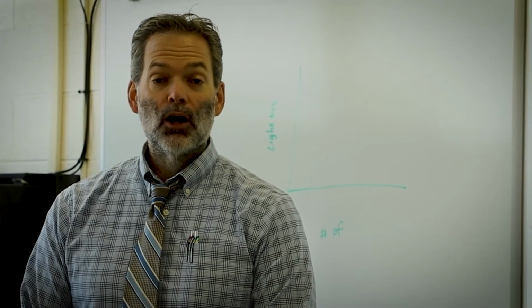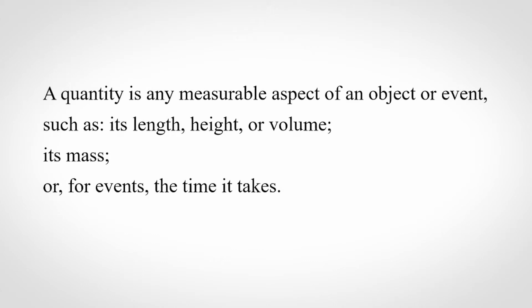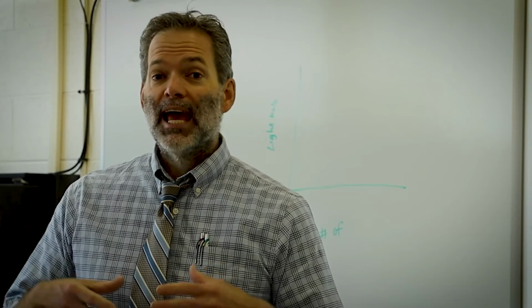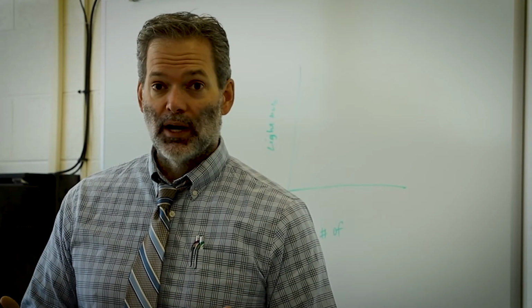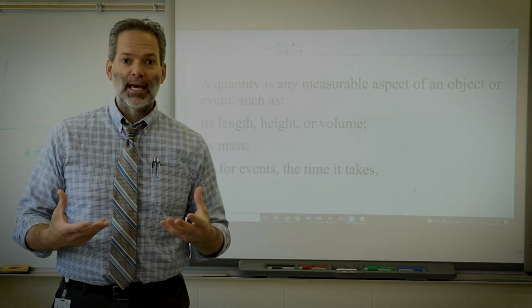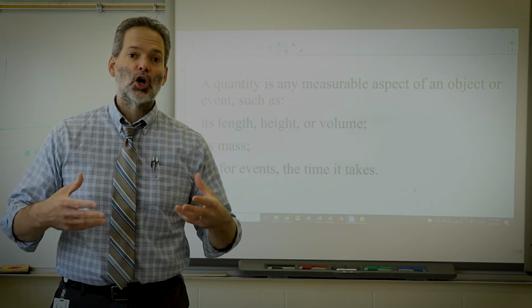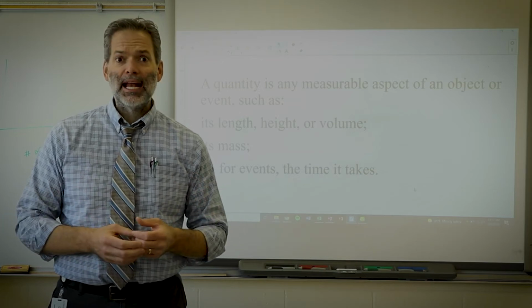To begin with, a quantity is any measurable aspect of an object. It could be the length of the object, it could be the height of the object, it could be the mass of the object, or for an event, it could be the time of an event. The how much is the quantity. How far, how big, how long. Those are quantities designated by a number.